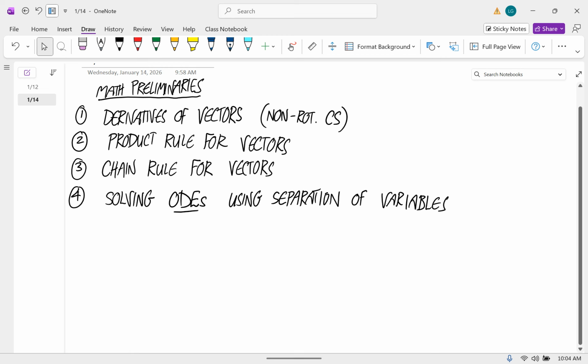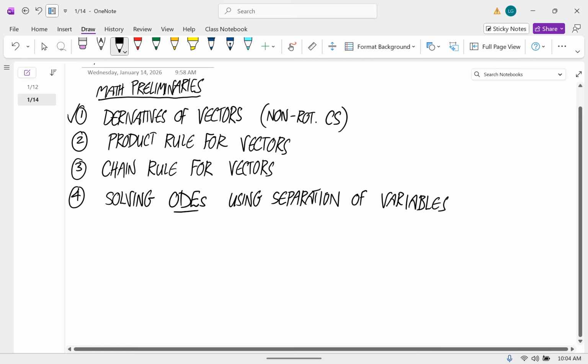Okay, so the first one we're going to do, we talked about the derivatives last time. Okay, we did this one. So we're going on to the product rule for vectors.